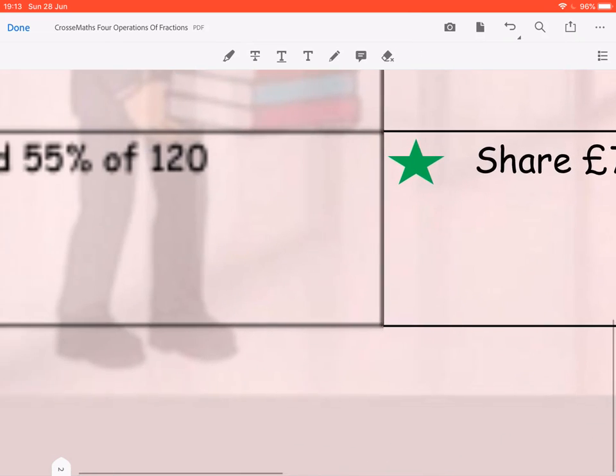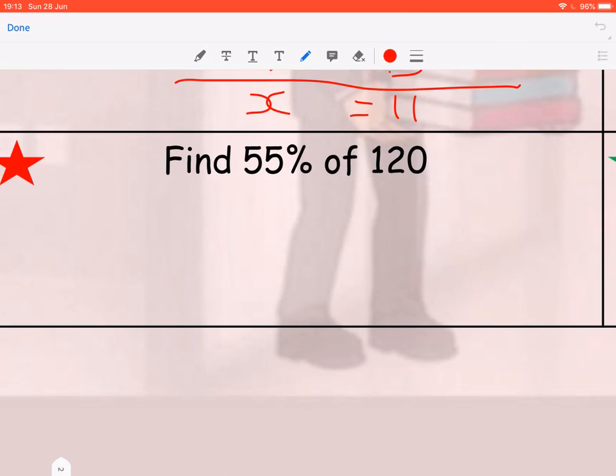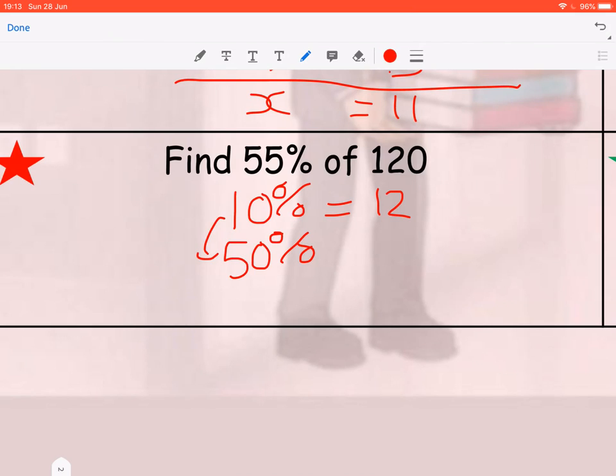Okay, 55% of 120. Always find 10% first. 10% of 120 is 12. Next, I'm going to find 50%. So I times that 10% by 5. If I times both sides by 5, I end up with 60 on the right-hand side.